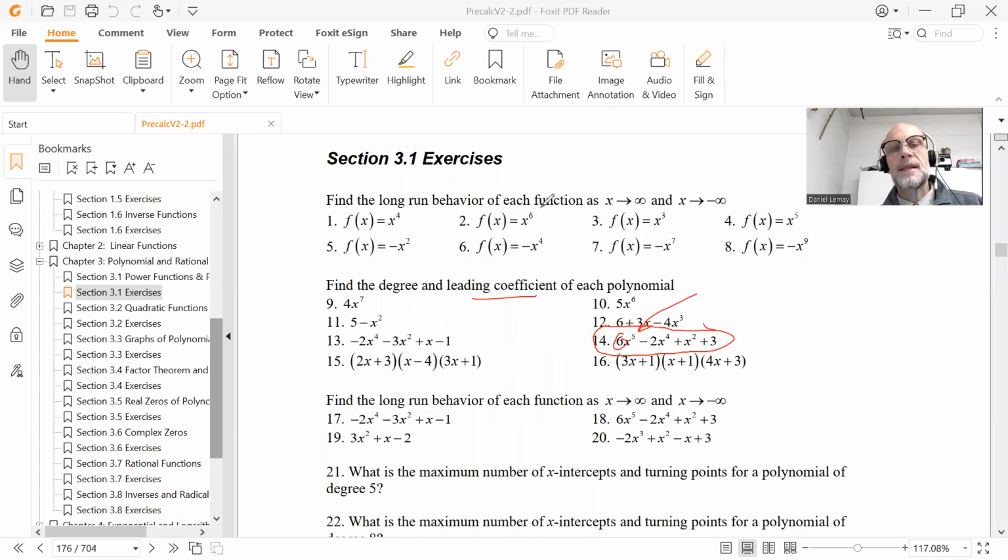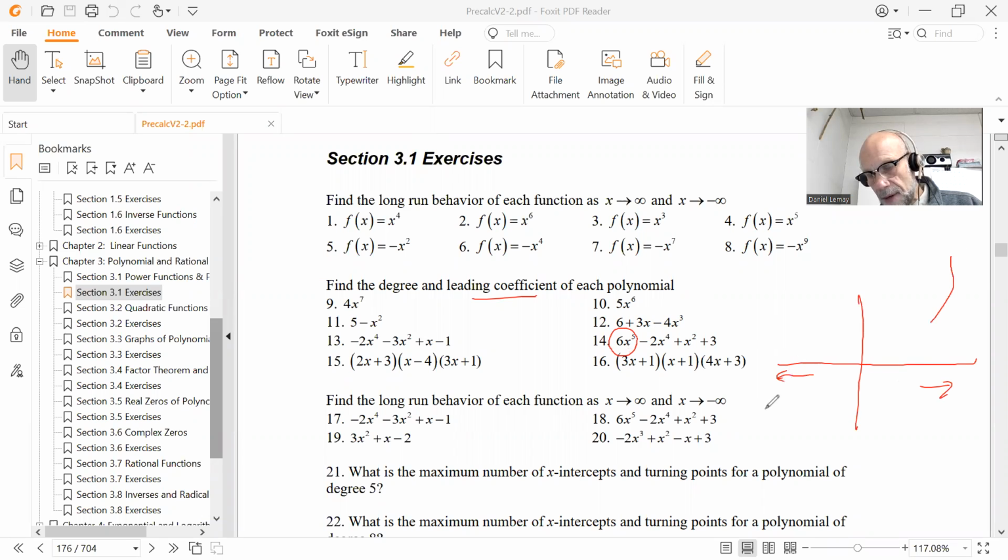Where it's a little more interesting here, let me erase this. Because of the 6x to the 5th, I know the leading term is what's going to rule the function. There's a lot of stuff going on in the middle. We don't know what it is, but I know way out here, big numbers, right? Way out here, big number, because it's an odd power, I know it's going to look like that. And then on the left, way out at a negative number, it's going to go down like that because it's a 5th degree equation.